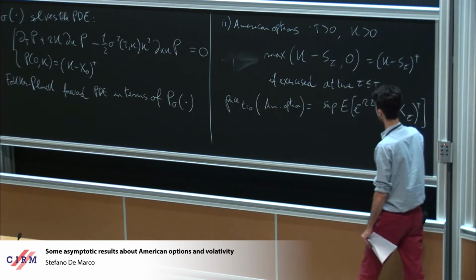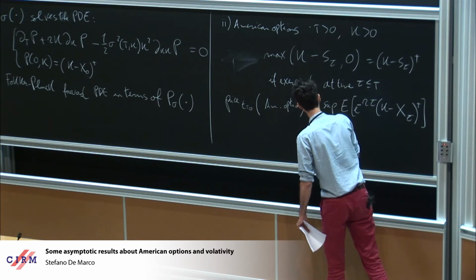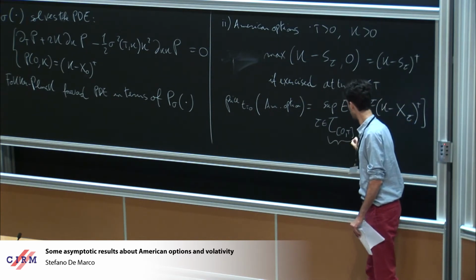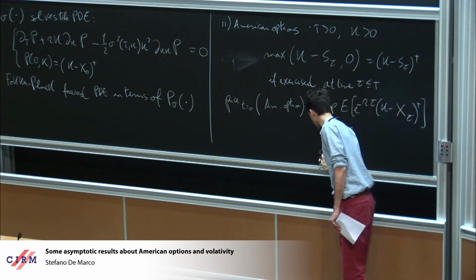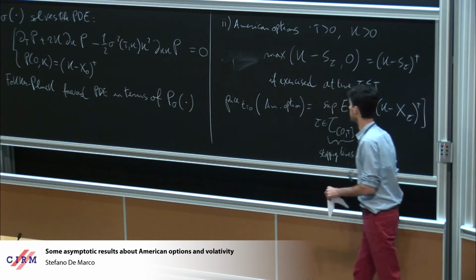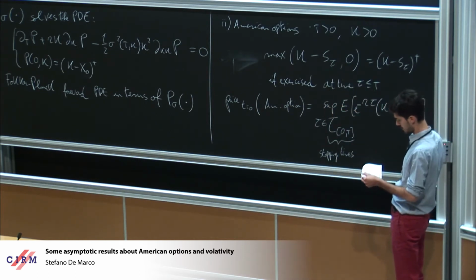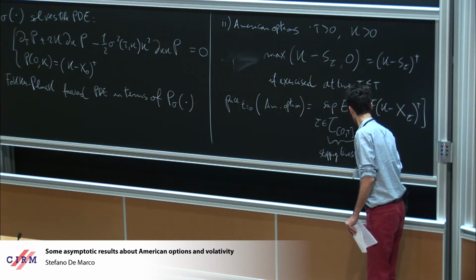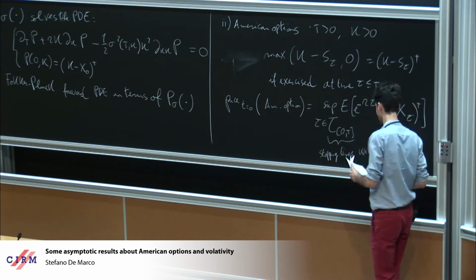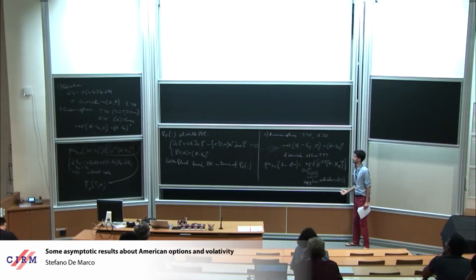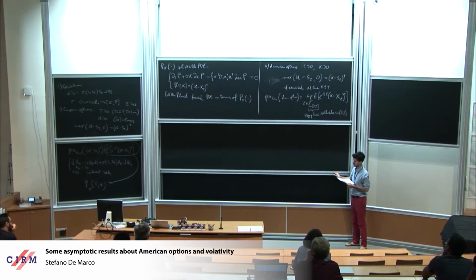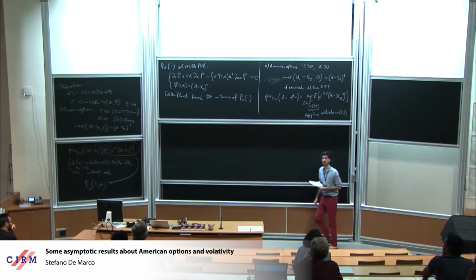over what? Over all taus that belong to this space capital tau, that I denote in a standard way like that, which is the space of stopping times in the augmented filtration of the Brownian motion W, okay, with values in 0 to capital T, okay? Okay, so we have this, yes?